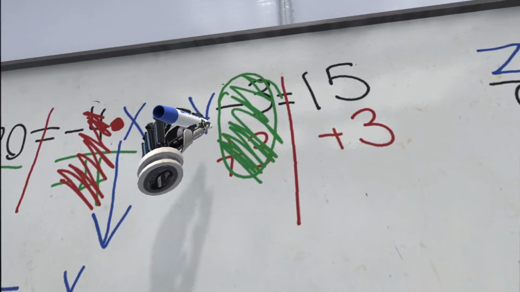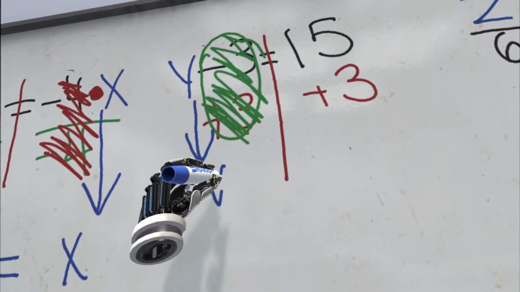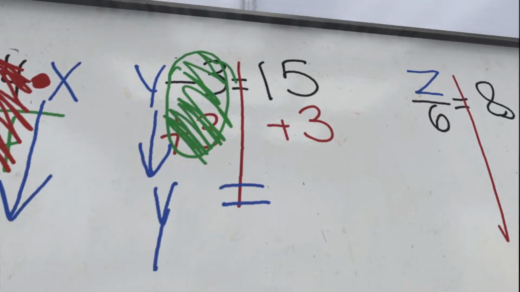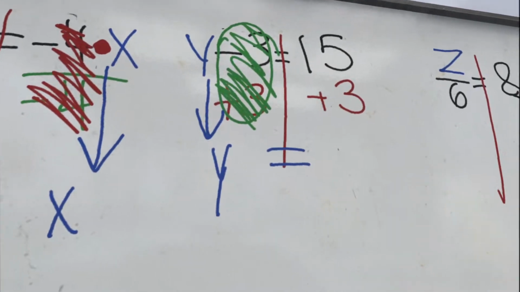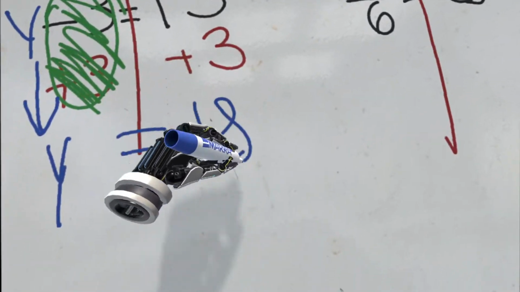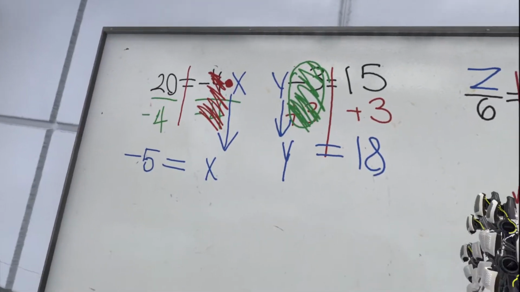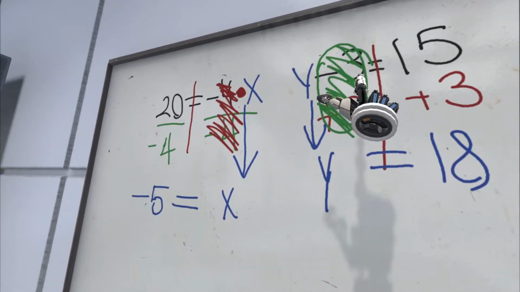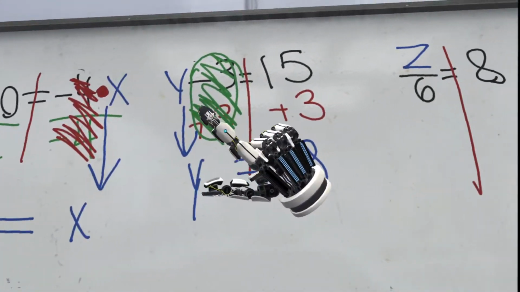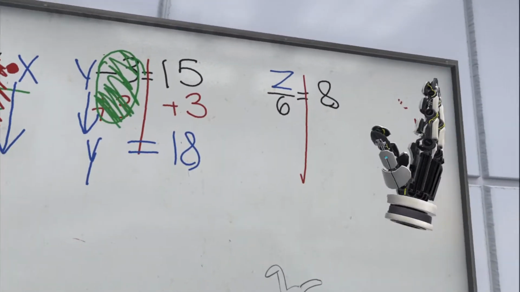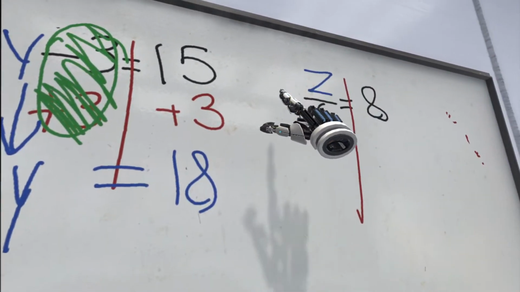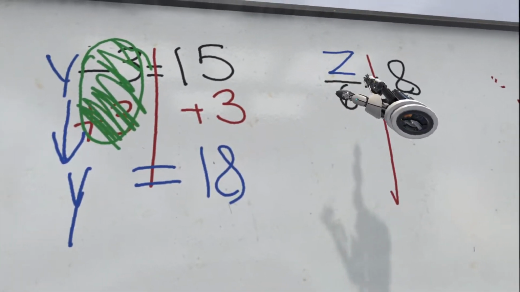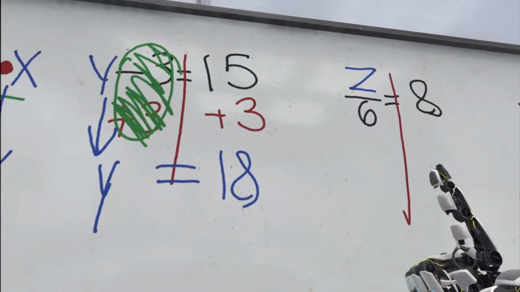I'm going to bring down my y, bring down my equal sign, and finish solving the rest. 15 plus 3 gives me 18. There it is. Down to our last one. Now right here, we had to get rid of that 3. We subtracted. So we did the opposite. We added. Over here, guess what we're doing now? We got z divided by, remember this right here stands for division. Z divided by 6 gives me 8.